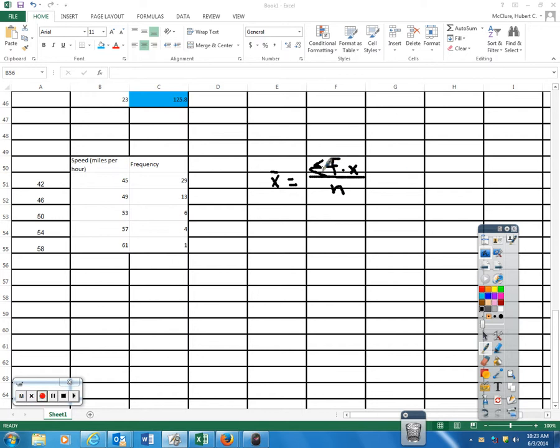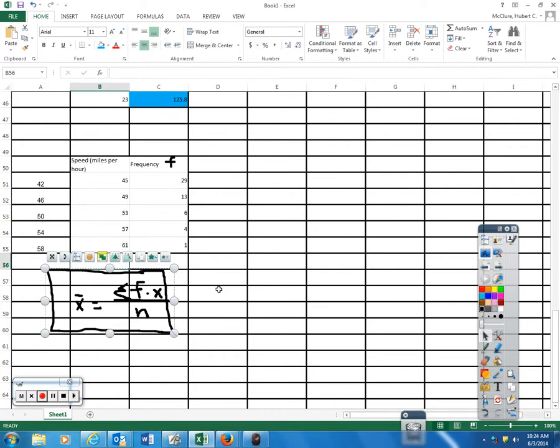The summation of f, these right here, that's f right there. The summation of f is n. They're the same thing because you add all these up. So that's your formula for the mean of a frequency distribution. So we're going to use that formula to calculate all this stuff. So I'm going to move that up here out of the way.